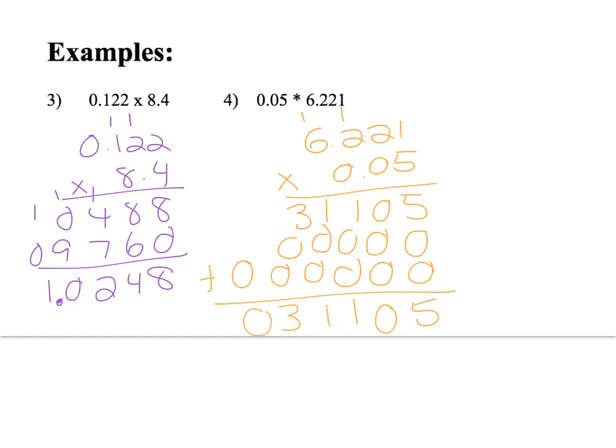Looking at the original number, 1, 2, 3, 4, 5 digits to the right of the decimal. We will have 5 in our product. That's 1, 2, 3, 4, 5. Place your decimal between the 0 and the 3. Our final answer is 31,105 hundredths.